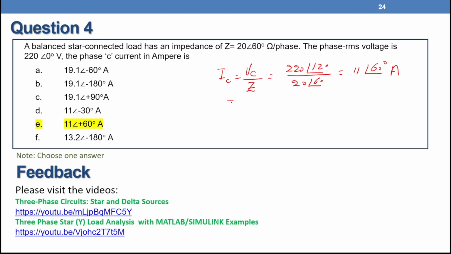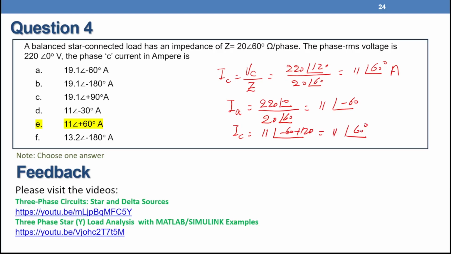Ampere. Or you calculate phase A current, which is 220 angle 0 over the impedance 20 angle 60 degrees, and that one will be 11 angle minus 60 degrees, but IC will be shifted 120 degrees from that one, so it will be 11 minus 60 plus 120, that one will be 11 angle 60 degrees.